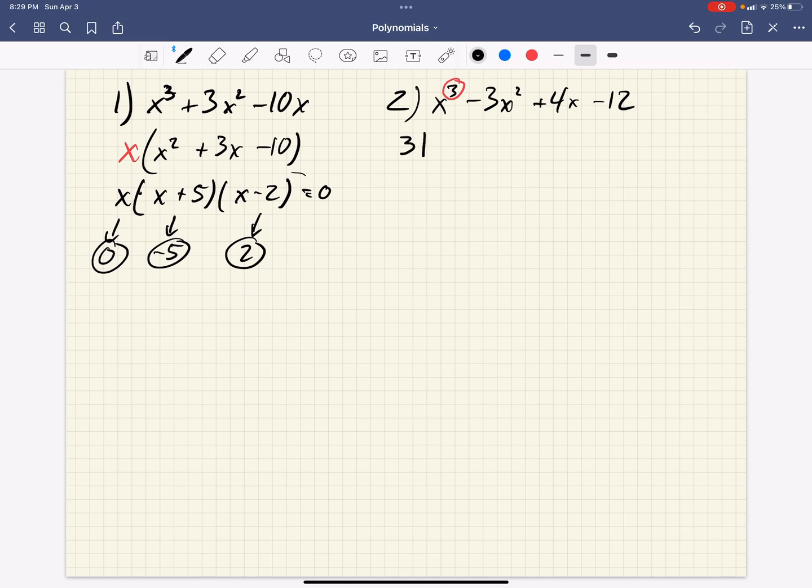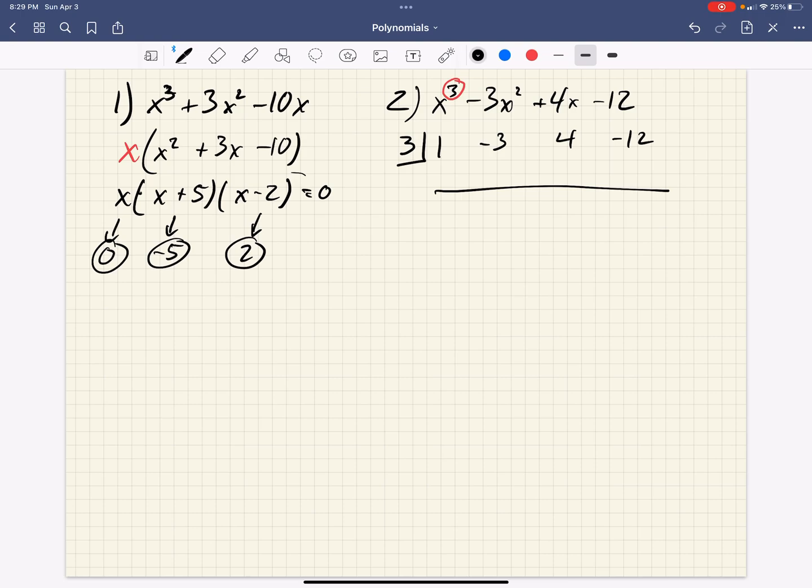So positive 3 is our root, okay? So I'm going to put that up top. So again, make sure that's your x-intercept. That's the one you want to take. Then I'm going to list the coefficients of all of these. So in this case, this would be a 1, negative 3, positive 4, negative 12, right? Okay, I'm going to list those coefficients.